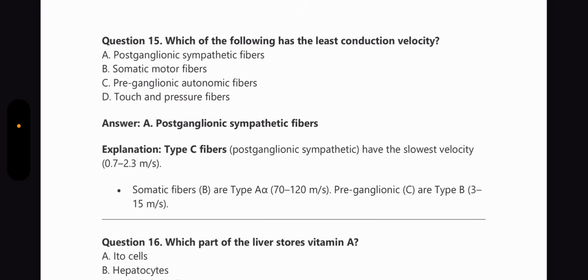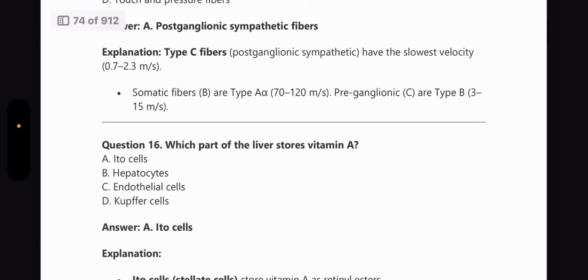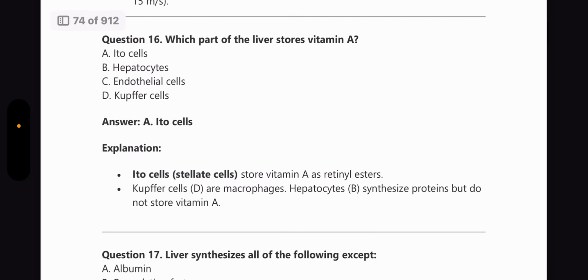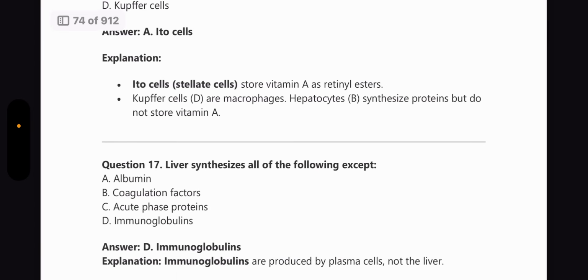Preganglionic are type B fibers, which have a speed of 3 to 15 meters per second. Which part of the liver stores vitamin A? Answer is Ito cells, which are the stellate cells. They store vitamin A as retinyl esters. Kupffer cells are macrophages. Hepatocytes synthesize proteins, but they do not store vitamin A.